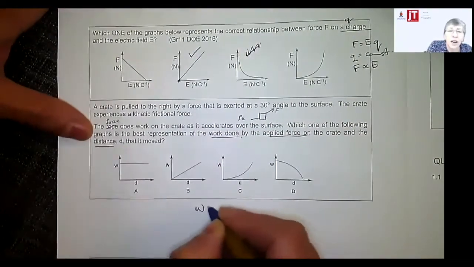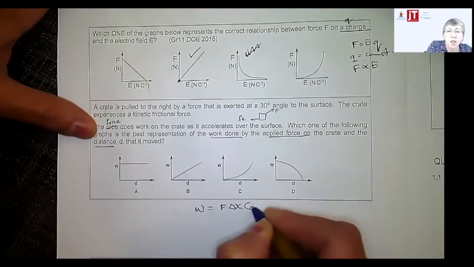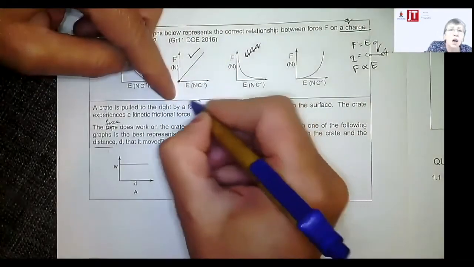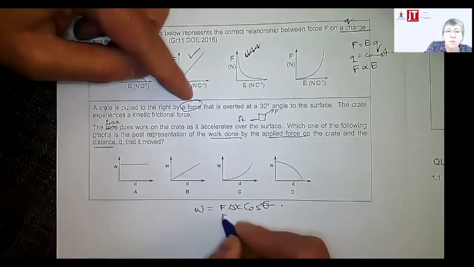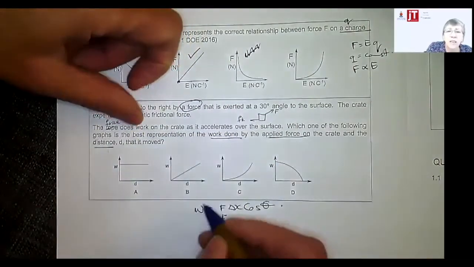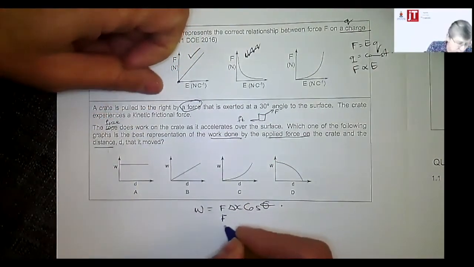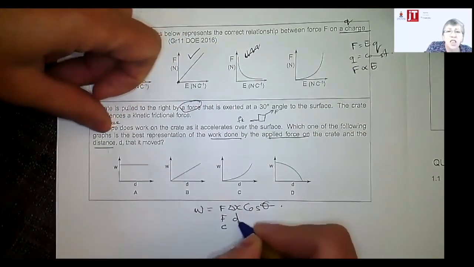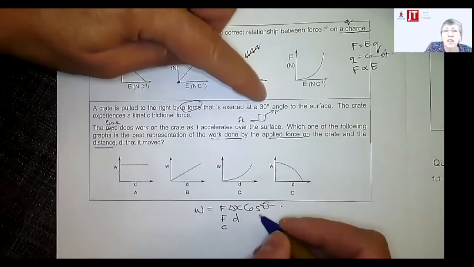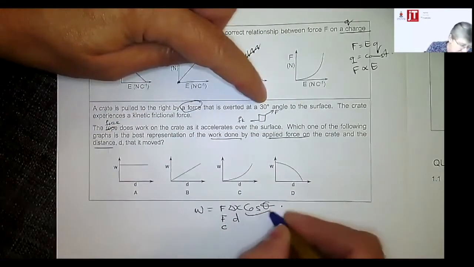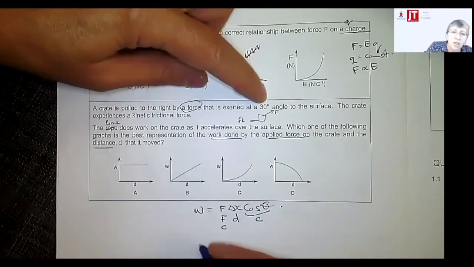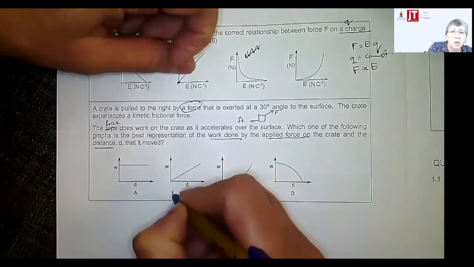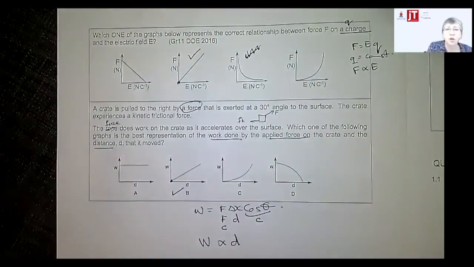Now for work, I have F delta x cos theta. Are they changing the force? No, it's the same force, and they don't say to use a different one later. So that one is constant. For delta x, the distance moved, they're using the d there. And then cos theta, they're not changing the angle, so that whole thing will be constant as well. So that tells me the work done is directly proportional to the distance. So we're talking about number B, a straight line through the origin.